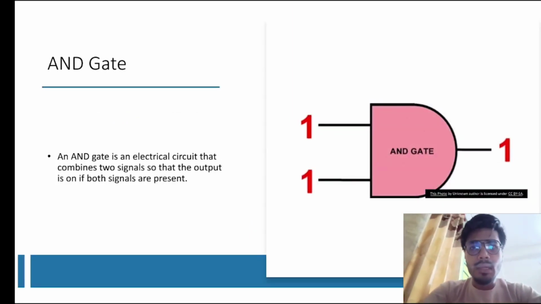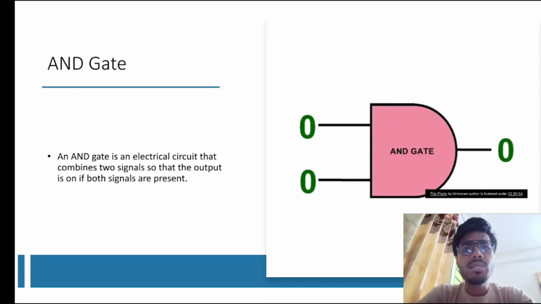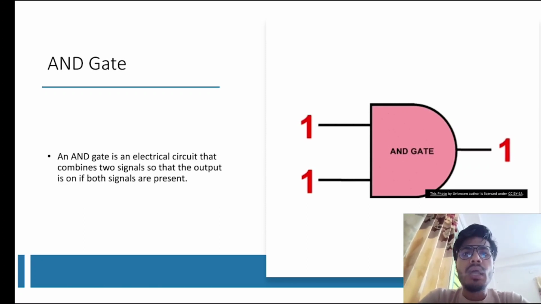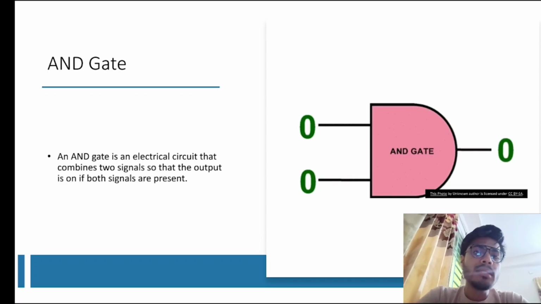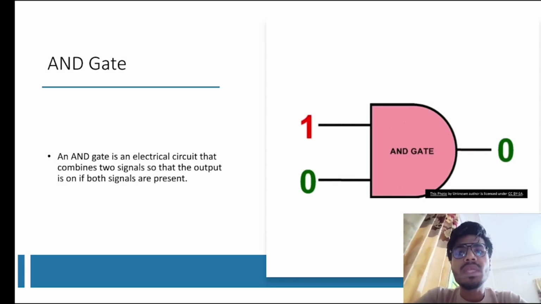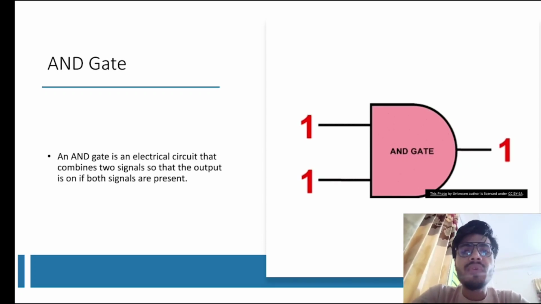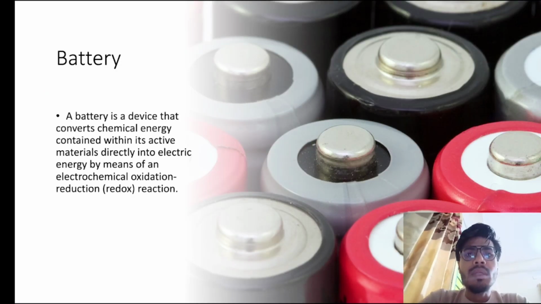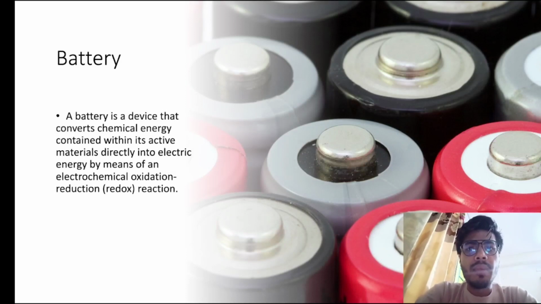I will discuss the AND gate. In the context of fire alarm and automated sprinkler systems, AND gates can be used to control the activation of the system. An AND gate is a digital logic gate that produces an output signal only when all of its input signals are high. Now I will discuss the battery.